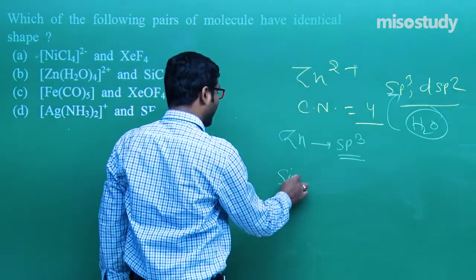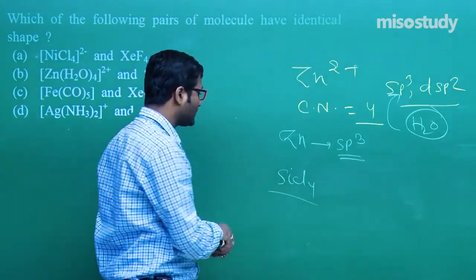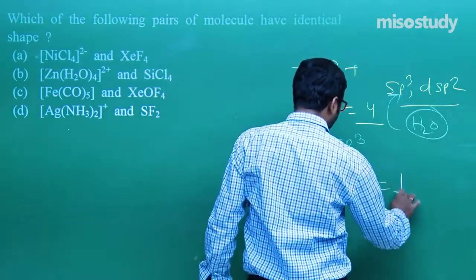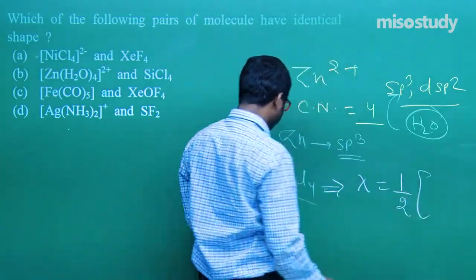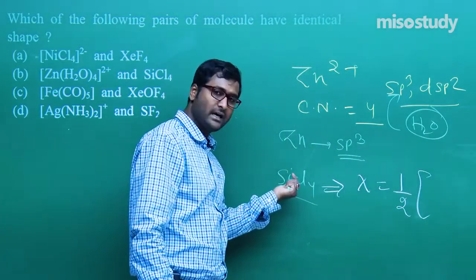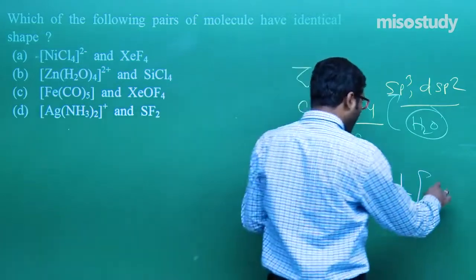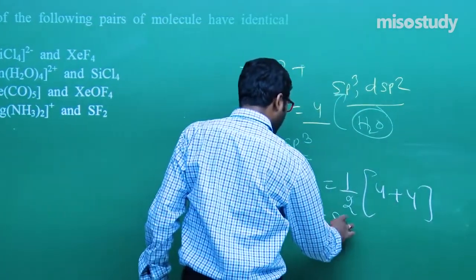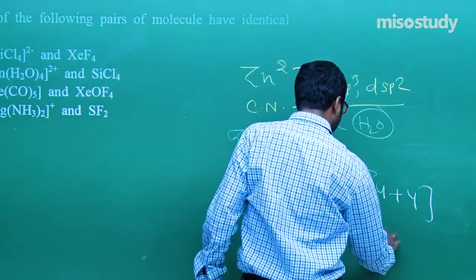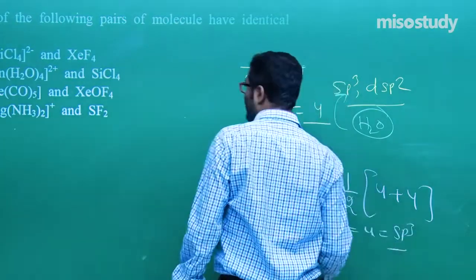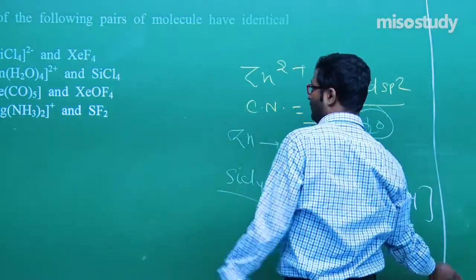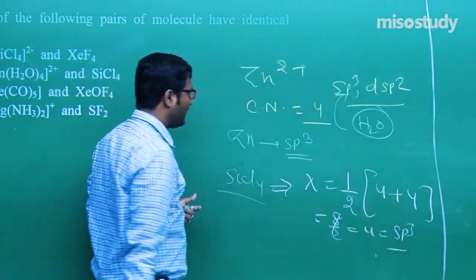If I talk about SiCl4, check it out. What is the formula to find the hybridization? X is equal to 1/2 of the valence electrons, here for silicon that is 4, plus the monovalent atoms, 4. That is 4 plus 4, 8, and 8 by 2 is equal to 4. So the hybridization is sp3.